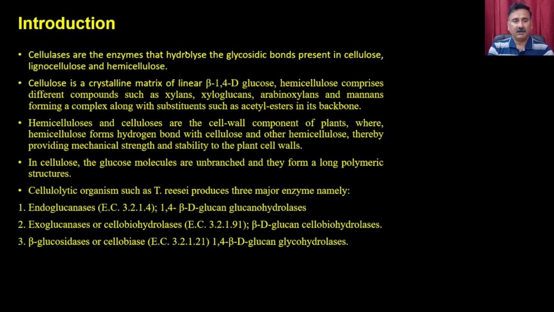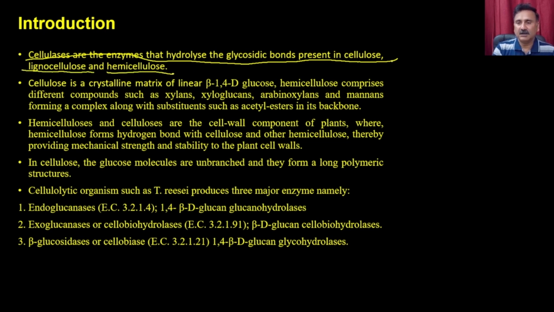We are not going to discuss all these enzymes, but we will take up a few of the classical enzymes, and how you can produce and utilize them for this particular purpose. The first enzyme is cellulase. Cellulases are enzymes that hydrolyze the glycosidic bonds present in cellulose, lignocellulose, and hemicellulose. Cellulose is a crystalline matrix of linear beta-1,4 glucose.